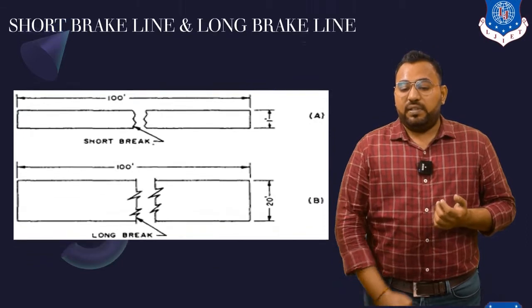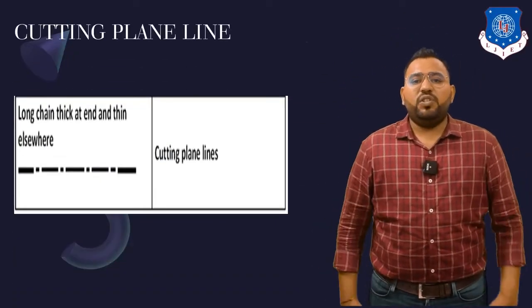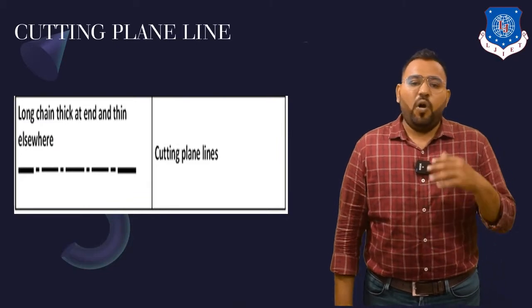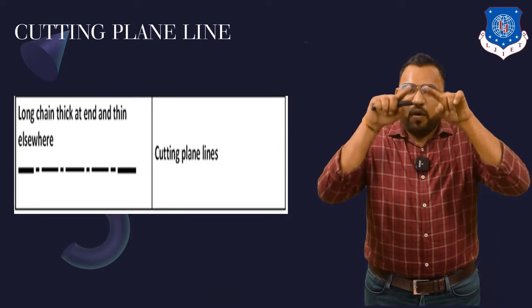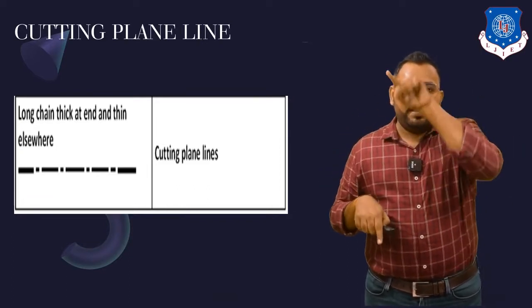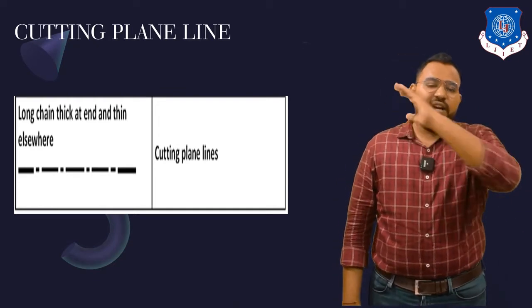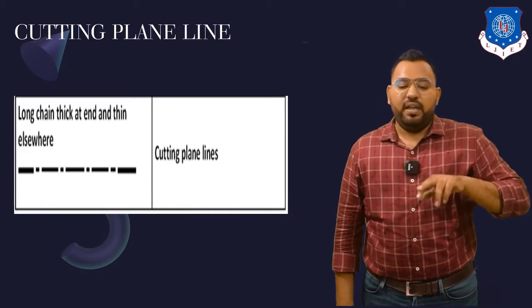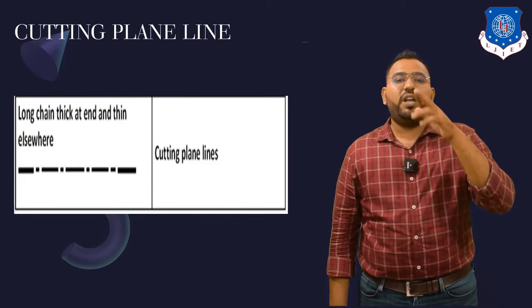Okay, now next is cutting plane line. Cutting plane line is used for showing the cutting of the object. Let's say you have a triangle. Let's visualize one drawing of a triangle. Now you have applied cutting at some certain angle. So if you apply cutting at a certain angle, what does it suggest? It suggests that this triangle is going to be cut from there.